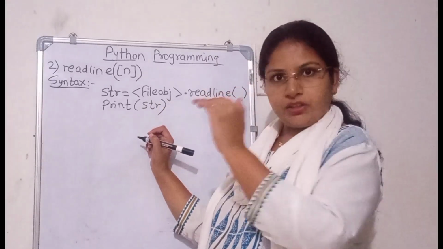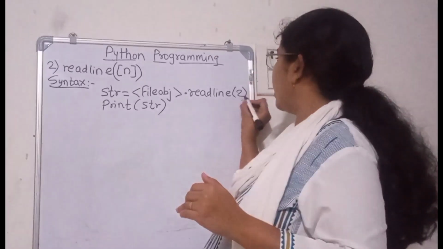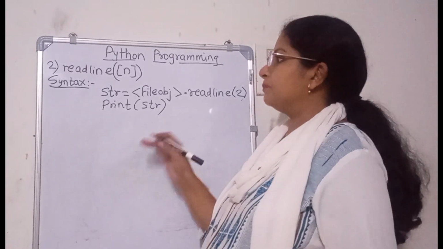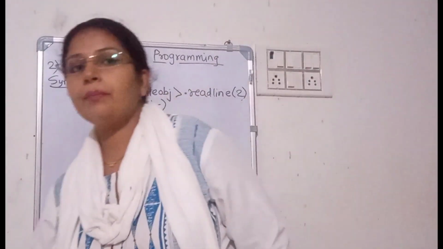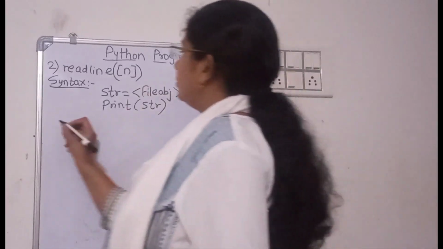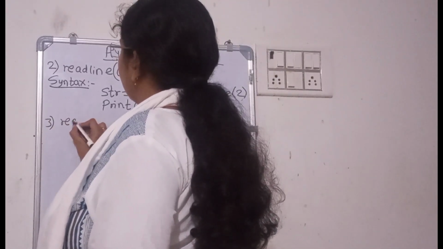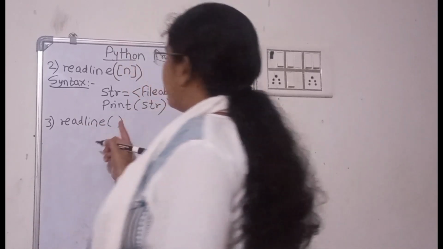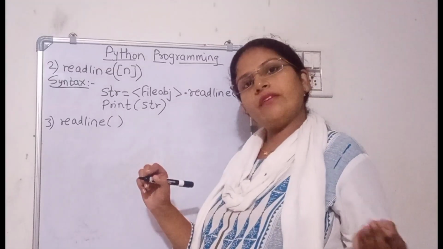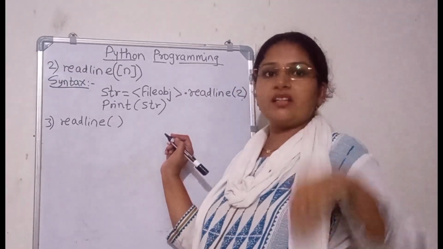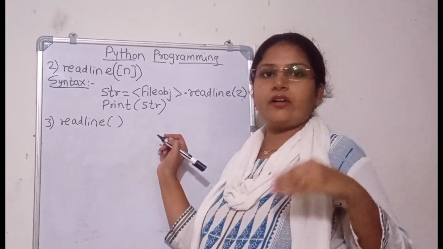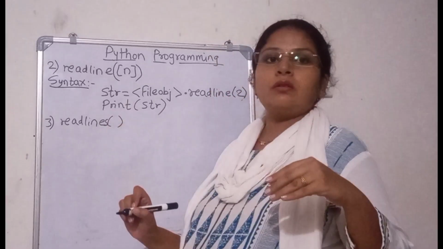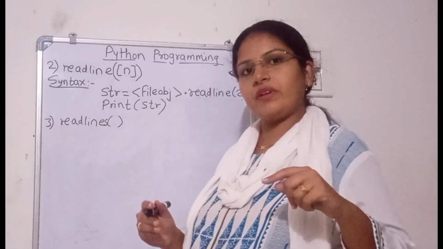Whatever lines you have read, suppose 2 lines, those 2 lines will be printed in the output window in list format. Then the third method is readlines. Now readlines doesn't have any parameter or argument value. Why? Because by default it is used to read the whole file, all the content or all the lines from the file. So readlines means all lines we are reading.